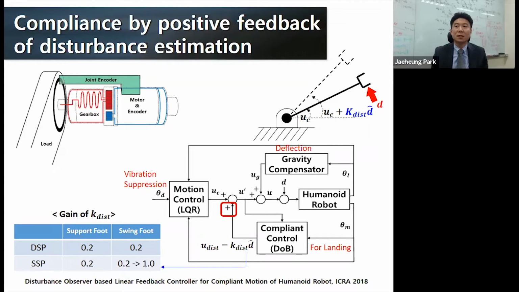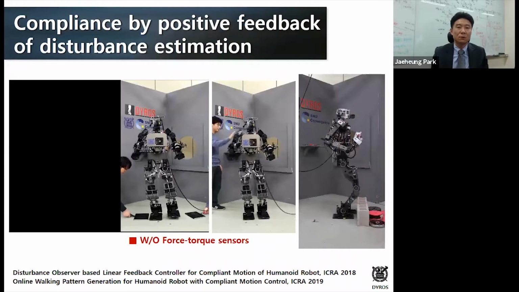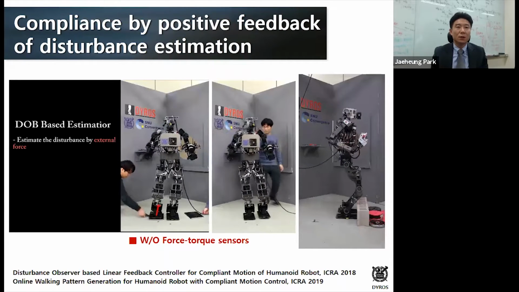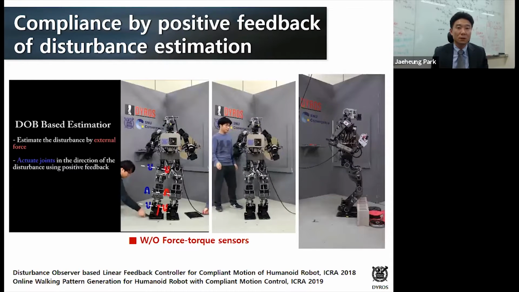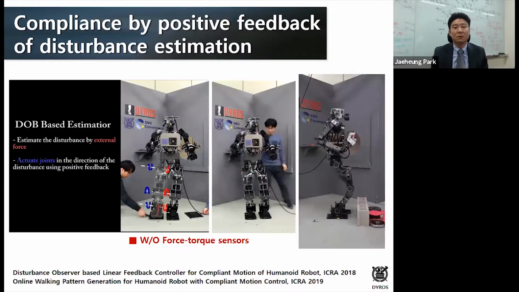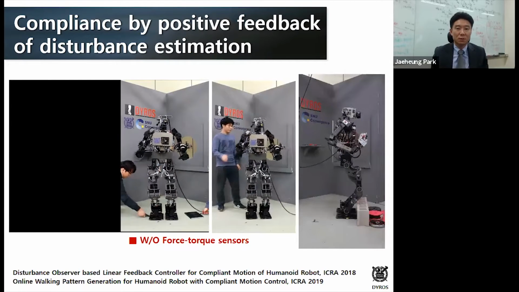So the idea is that we estimate the disturbance using a disturbance observer, and then we command the motor in the same direction as the disturbance. This was very helpful for walking. You can see in the left video that it steps on unknown objects, and we estimate the disturbance and move the motor in the same direction as the estimated disturbance, and walk much more compliantly.